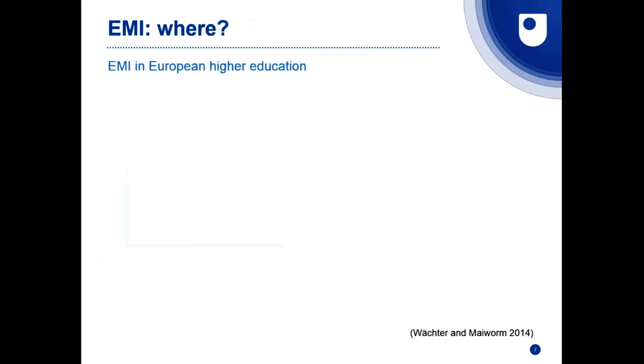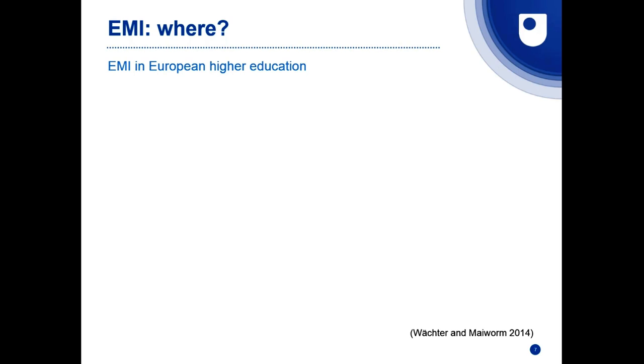Okay, so on to where EMI is on the rise. Where does it happen? Well, it happens everywhere, really. Research is beginning to emerge from countries as varied as Japan, Vietnam, Indonesia, China, Thailand, but it's probably true to say, and take this with a pinch of salt because there aren't any reliable comparable numbers on this, that it has affected Europe most.